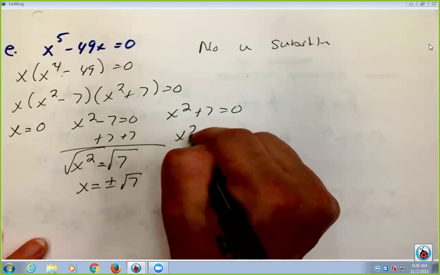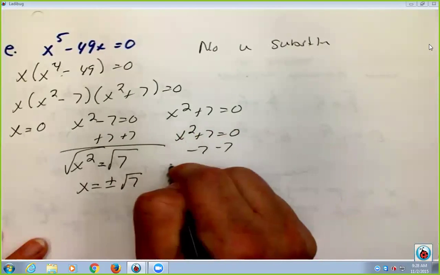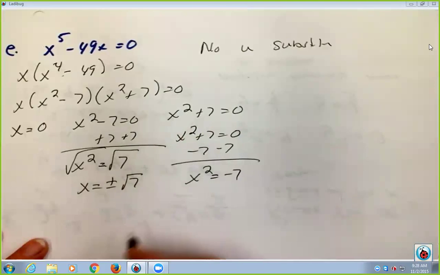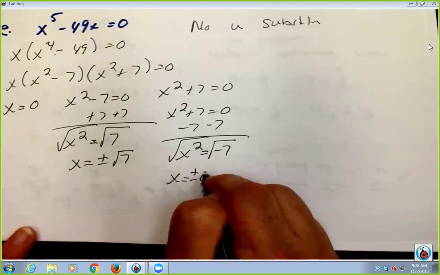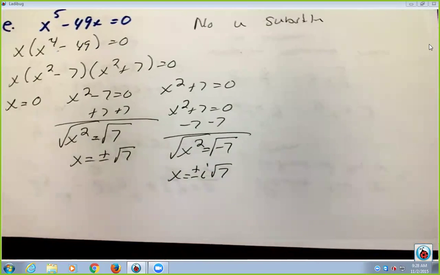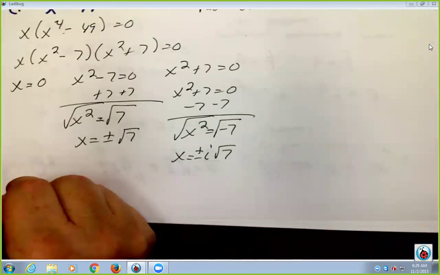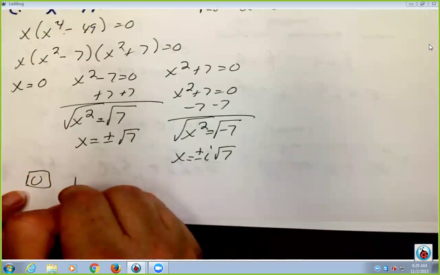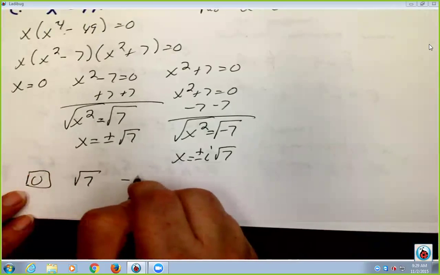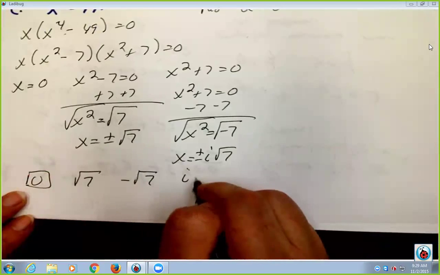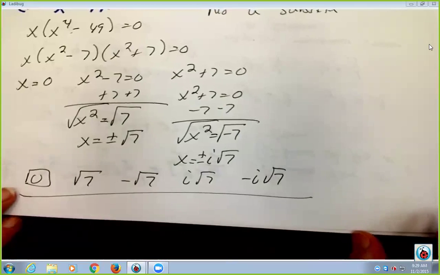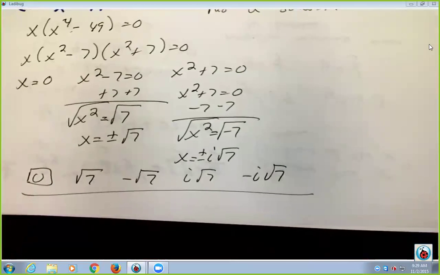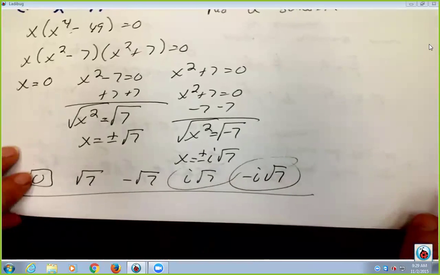The last one, minus 7. Square root of both sides leaves me with x is equal to plus or minus i, the square root of 7. Now in total, you'll have 5 answers: 0, the square root of 7, the negative square root of 7, i, the square root of 7, and negative i, the square root of 7. So there's going to be 5 answers to this thing. So it's got the most of all of them. It's dealing with some imaginary pieces in there.